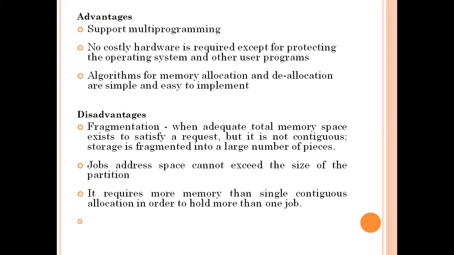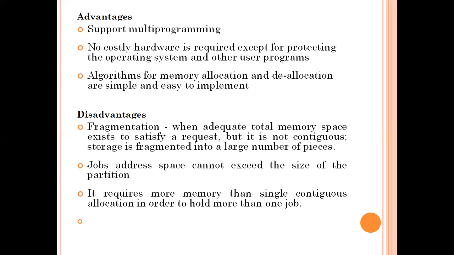If all these unused areas were together, then they would be useful. But here they will not be useful at all, because some portion of the unused area is in one partition, some portion is in some other partition, and so on. They are not continuous. And here also, the job address space cannot exceed the size of the partition. Suppose for job 1, partition 1 is allocated and the size of partition 1 is 3000 bytes. At any moment the user program or the job size should not exceed 3000 bytes. It should be within 3000 bytes.